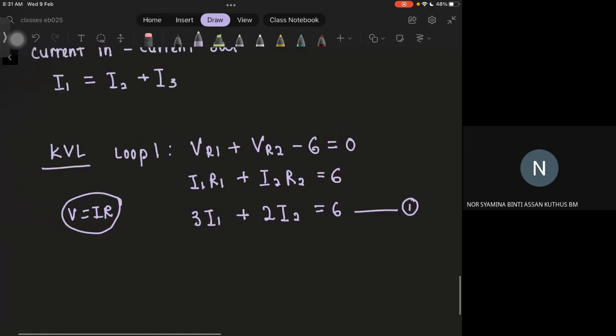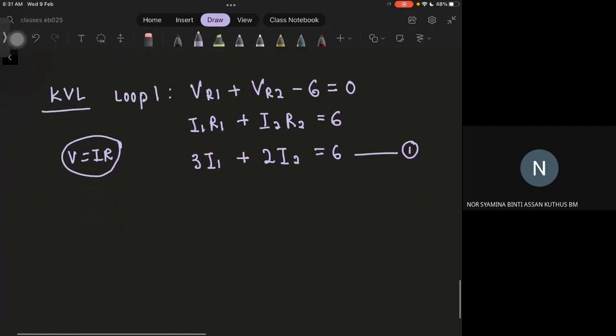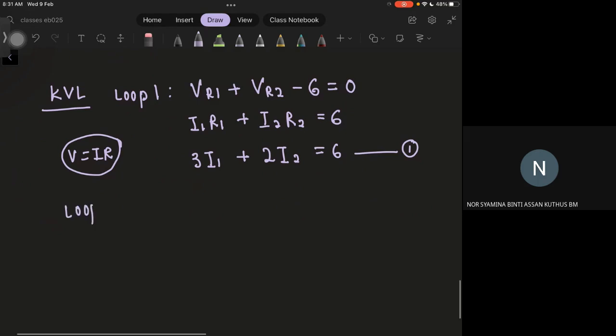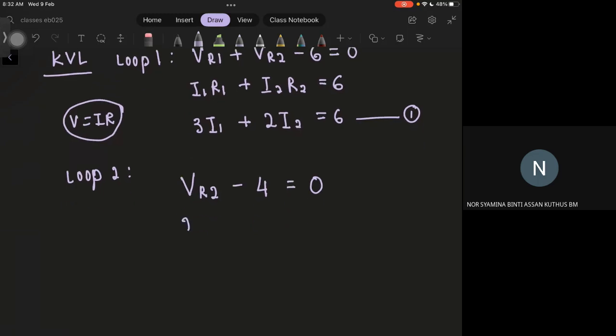Boleh? Selesai? Okay, boleh kita buat loop 2 sekarang. So now for loop 2, kita cuma ada untuk loop yang kedua, ada berapa banyak resistor dekat situ? Satu sahaja. So voltage drop would be only on VR2 minus your voltage source equals to 0. So R2 kita sekarang adalah 2 I2 equals to 4. I2 kita berapa? Dia adalah 2 ampere. Setuju tak?